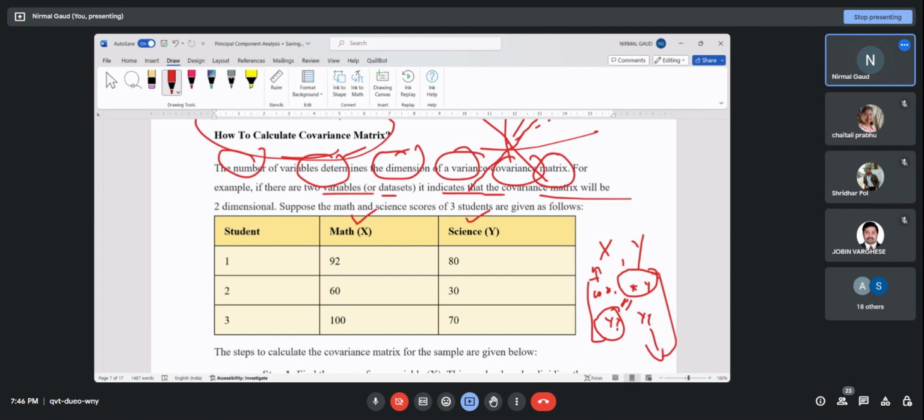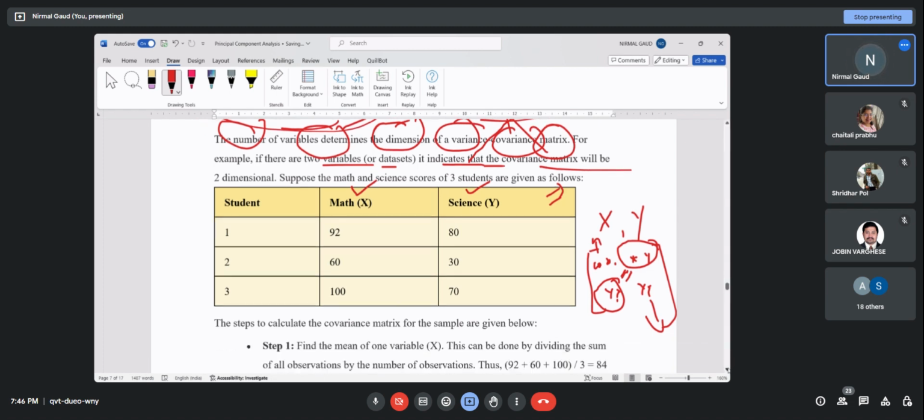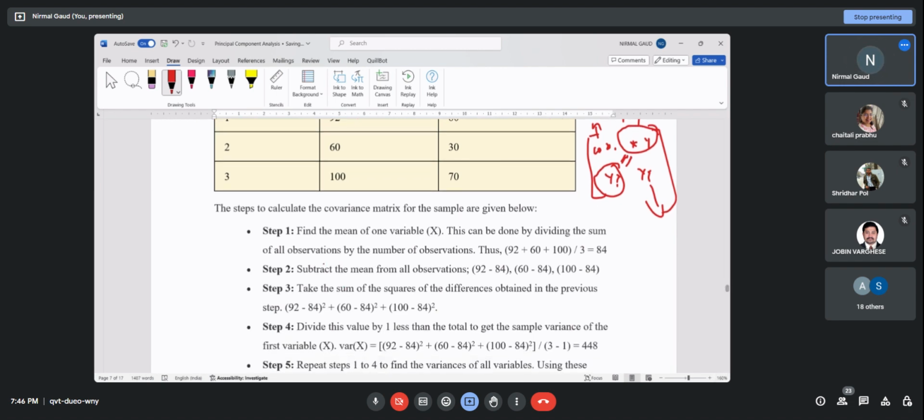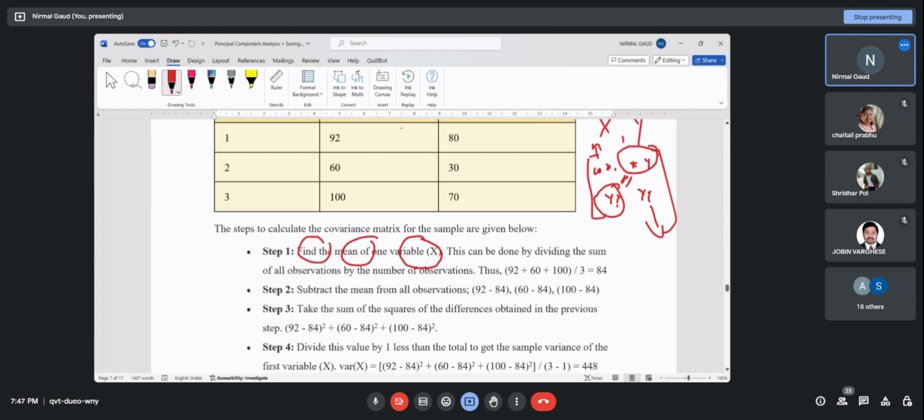Now, this is the data with x and y, two features. What is to be done next? What are the steps of calculating covariance? Let me proceed. Step number one: find the mean of variable x. So mean निकालना है. 92 plus 60 plus 100 divided by 3 gives the mean. Okay, ये तो पता है हमें.